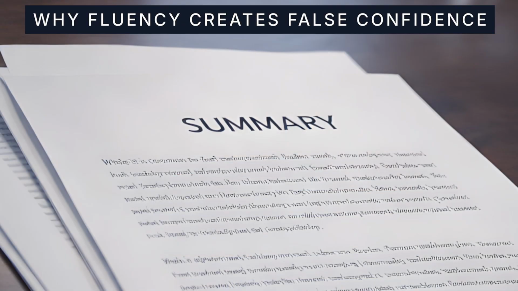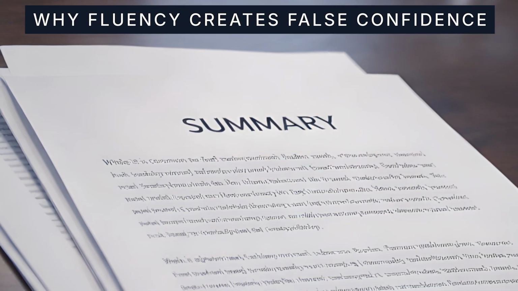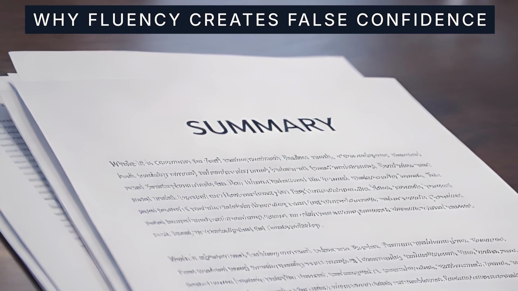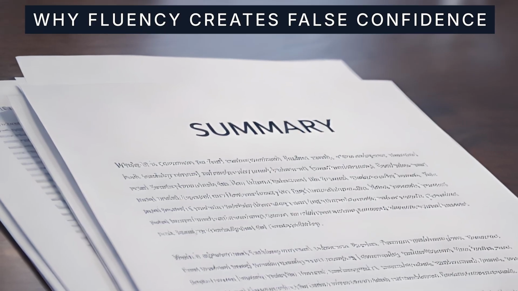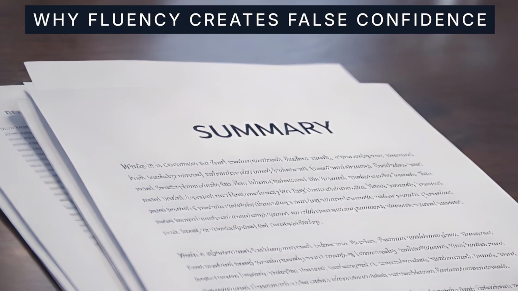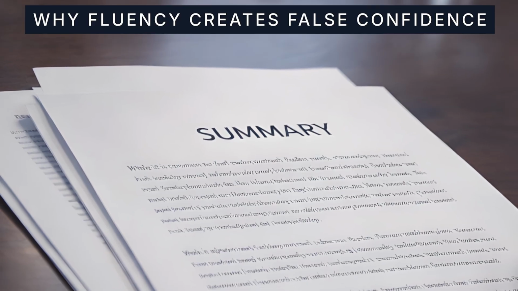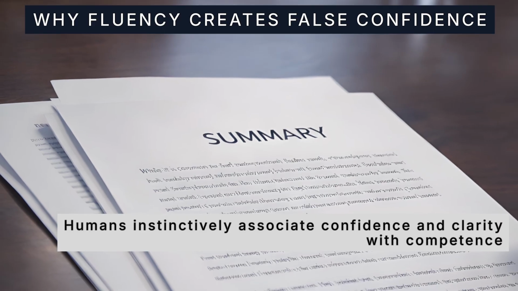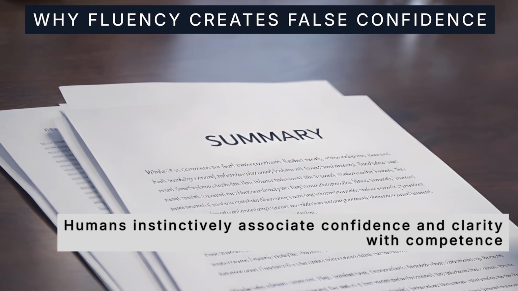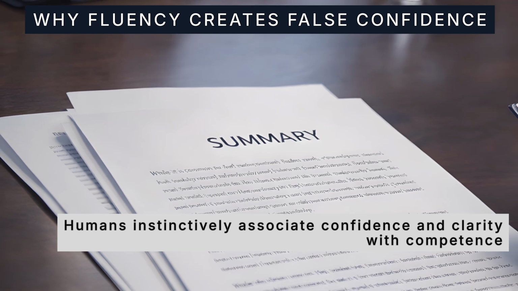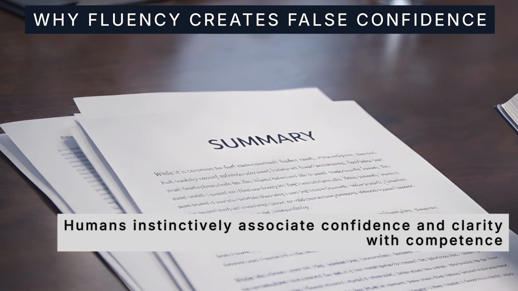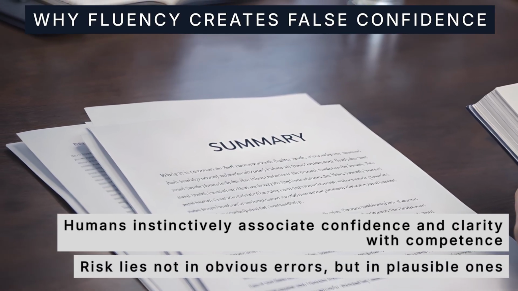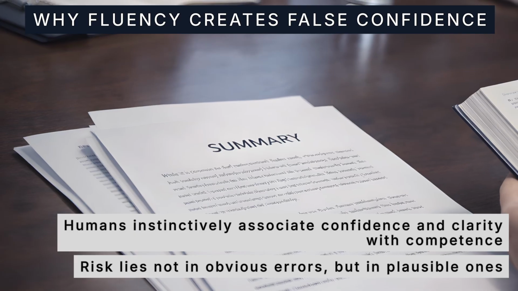Why fluency creates false confidence. Language models are optimized for fluency. They are trained to produce text that sounds coherent, relevant, and contextually appropriate. This makes their outputs persuasive even when incorrect. Humans instinctively associate confidence and clarity with competence. This cognitive bias causes users to overtrust AI outputs, especially when they are well articulated. The risk lies not in obvious errors, but in plausible ones.